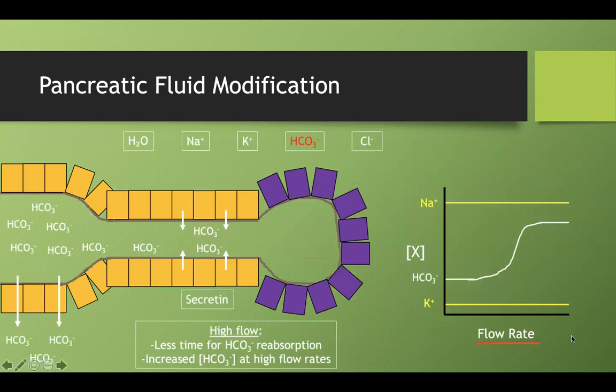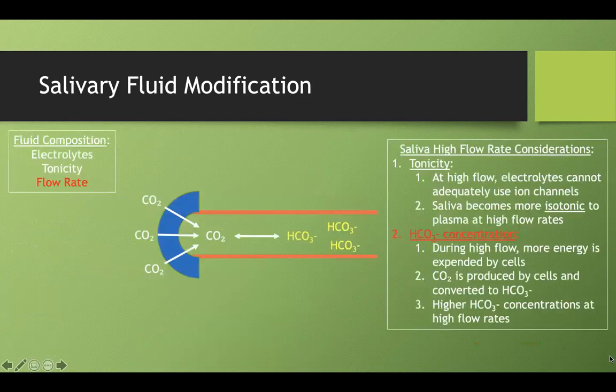I just wanted to show you, here's the flow rate here at the bottom. So if I'm over at the right here, we're talking about a high flow rate. And you can see how bicarb, as the flow rate increases, you have an elevation in the actual bicarb concentration as well. So same as the salivary gland duct here, when we look at higher flow rates, you have a higher bicarb concentration.